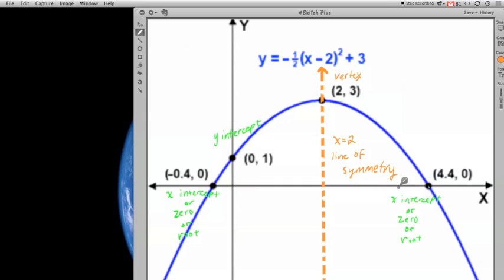Now remember, this line just shows where the parabola can be divided in half. And if you notice, our x-intercepts are equal distance away from our axis of symmetry.